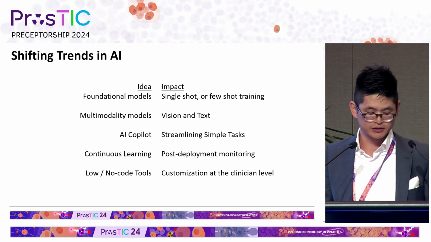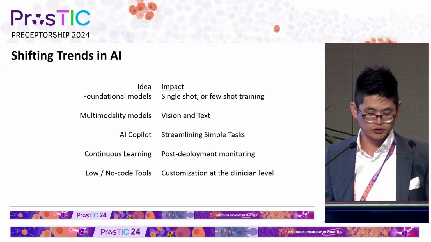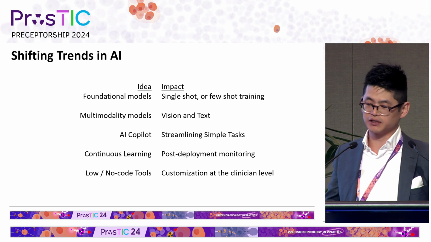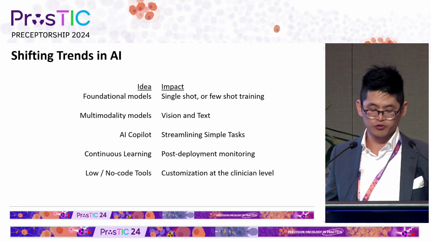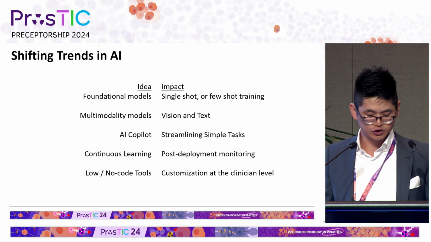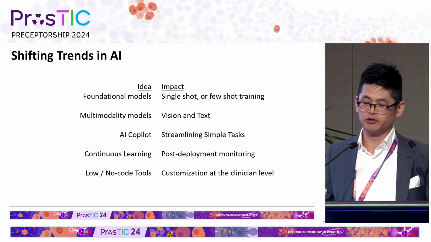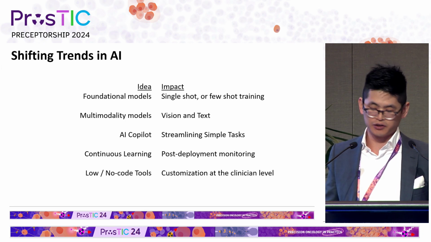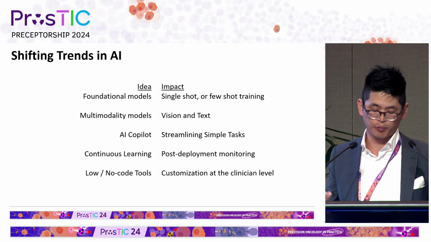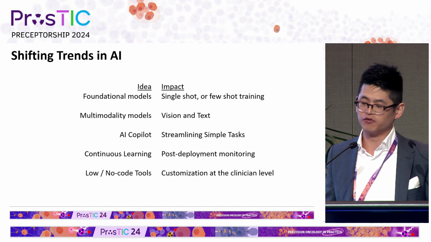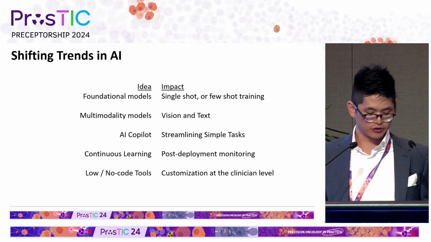So shifting trends in AI can show the path forward, and the speed of innovation is rapidly increasing already, particularly in the consumer space. And I believe that can give us some ideas and inspire ways of applying AI in cancer imaging and prostate cancer care. Importantly, trends like foundational models like GPT and ChatGPT show that you can perform new tasks now with single-shot or few-shot training. There's multimodality models that combine vision and text. There's the use of the AI co-pilot, where you can streamline simple tasks. There's the idea that these tools are continually learning and require post-deployment monitoring. And finally, there's the idea of low and no-code tools, which can help an individual clinician customize their care.